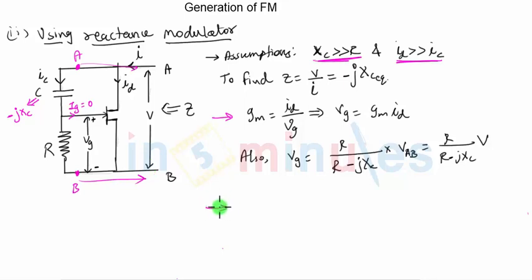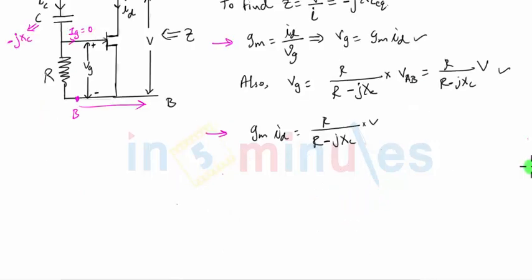Next step will be to use the two expressions that we have got. You can see VG was GM ID, but VG is also this expression. So GM ID and the other expression of VG can be simply compared. So GM ID is equal to R upon R minus jXC into V. What I'll do is I will take the ratio V by ID from this. So ID goes here, it becomes V by ID. I'll keep GM as it is. R goes in the numerator, R minus jXC divided by R.